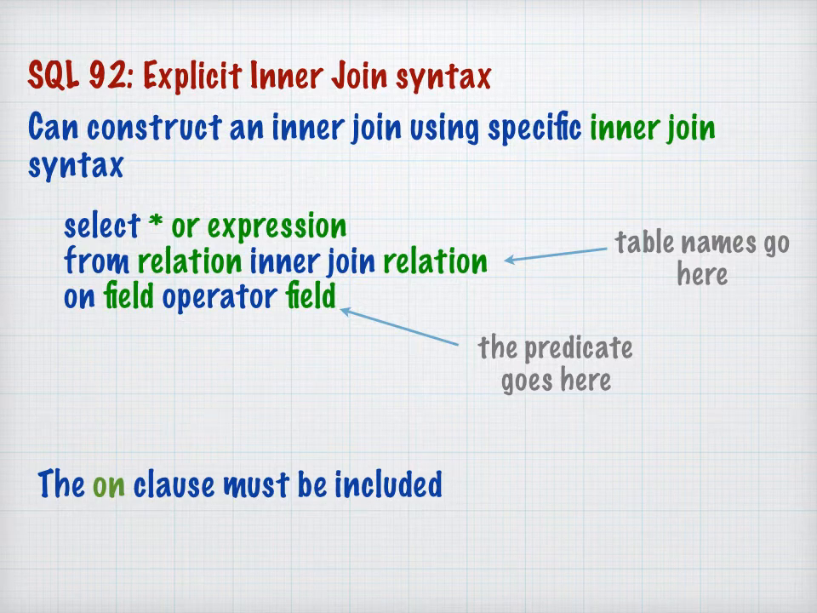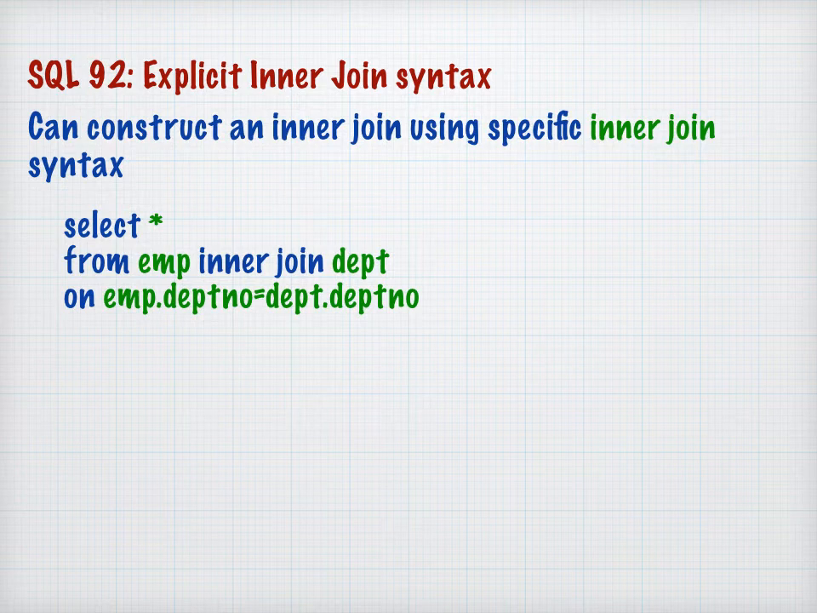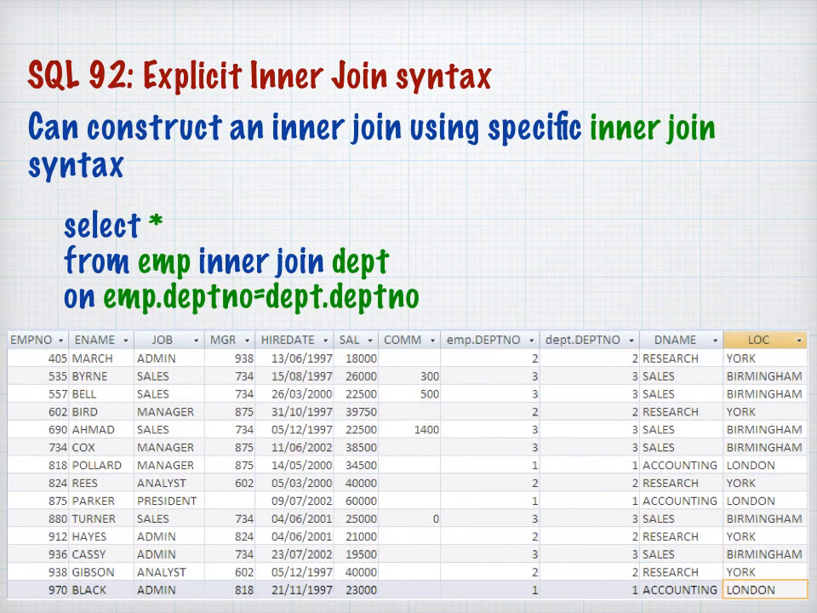So we go field, operator, field. For example, it's the same as we had before. We're going to go on department number equals department number. So let's have a look at the original example again. Here it is, and you can see how, instead of using a comma, we now have an inner join, and instead of using where, we now have on. And if we run that, we get the same result set.